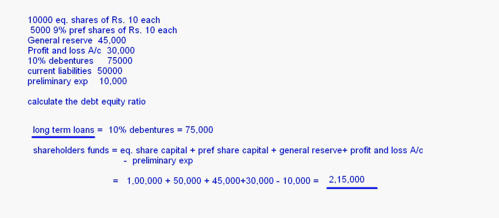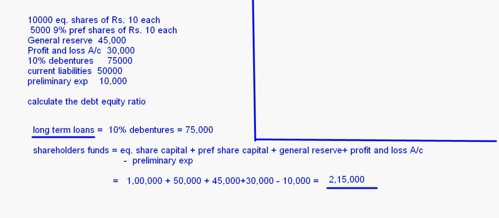So now you have the long term loans here, and you have the shareholders funds here, right? So now we calculate the debt equity ratio for this. The debt equity ratio, let's write down the formula first, is equal to, you can write either debt upon equity, or you can write long term loans upon shareholders funds, right? It's one and the same thing. Now here this will be equal to the debt, 75,000, upon 2,15,000.